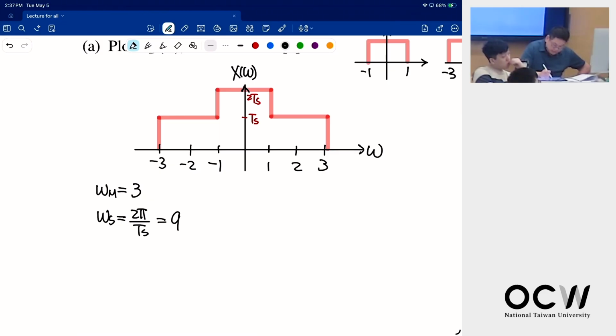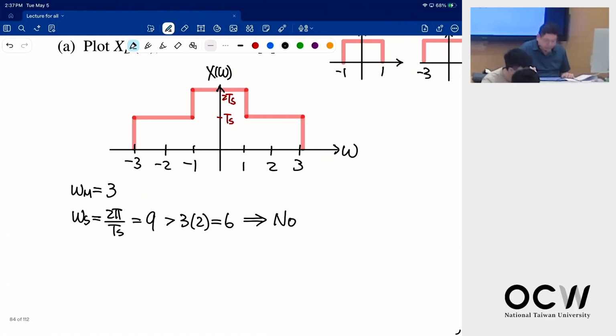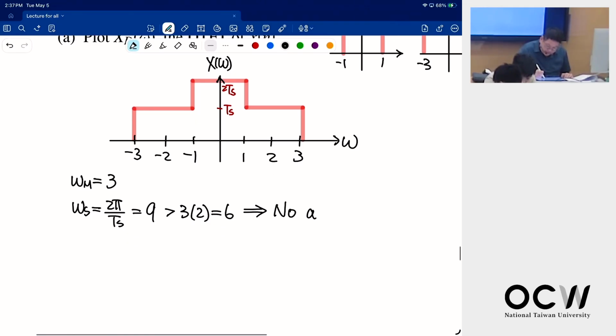That's 9. And now 9 is greater than the bandwidth times 2, which is the Nyquist rate. That is 6. So do we have aliasing? There's no aliasing because your sampling rate is greater than the Nyquist rate. So no aliasing.